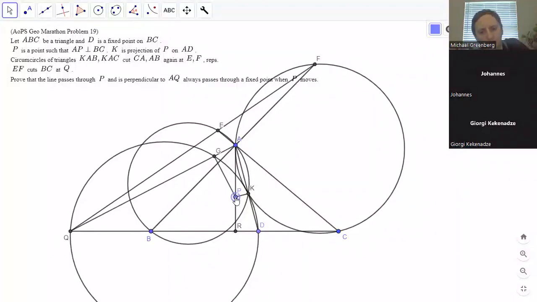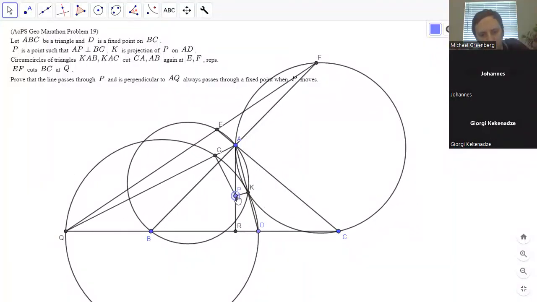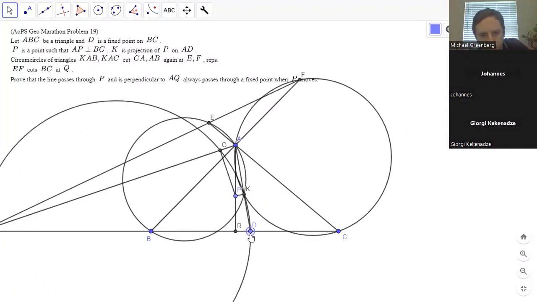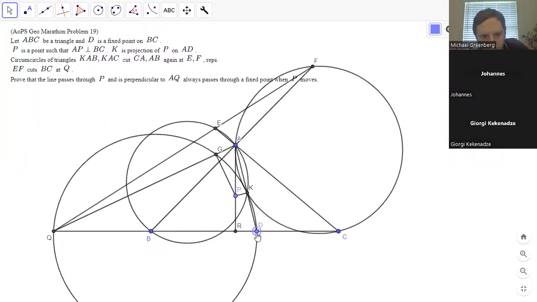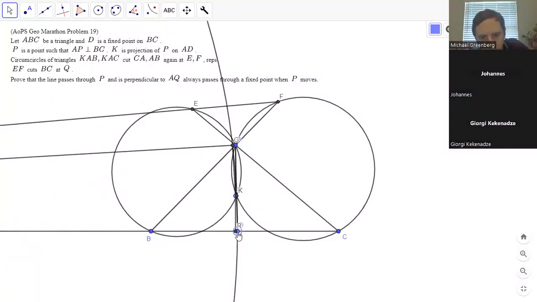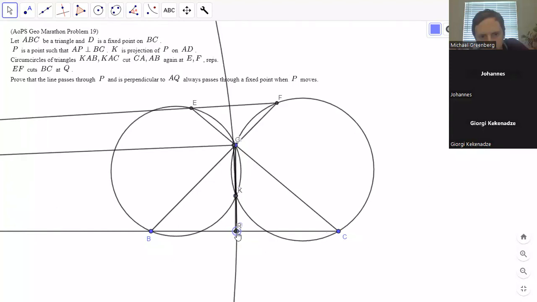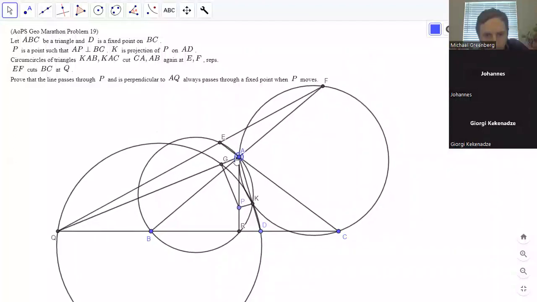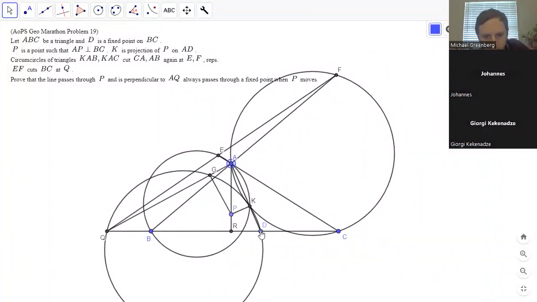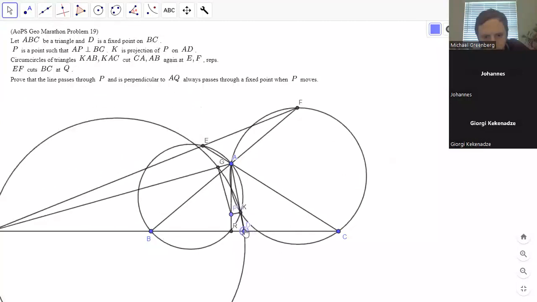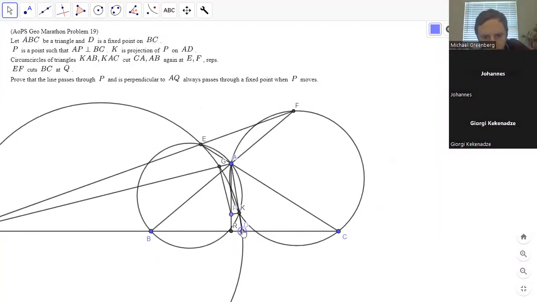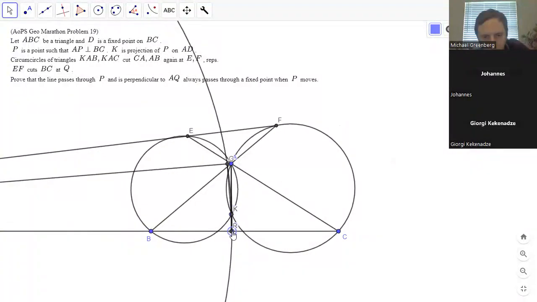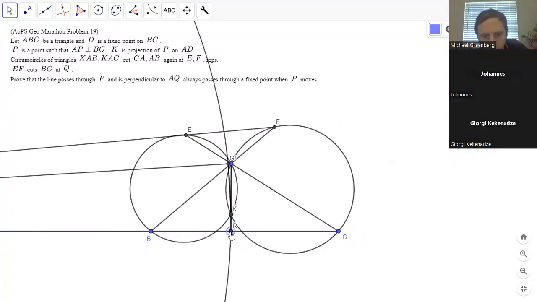Yeah, let's think. As D approaches the foot of the altitude, P approaches K. Does EF become parallel to BC? I think it might. So then that would make it not worthwhile. But it shouldn't necessarily be parallel, because it's where AC and AB meet those two circles. So there's no reason why that should necessarily be parallel.